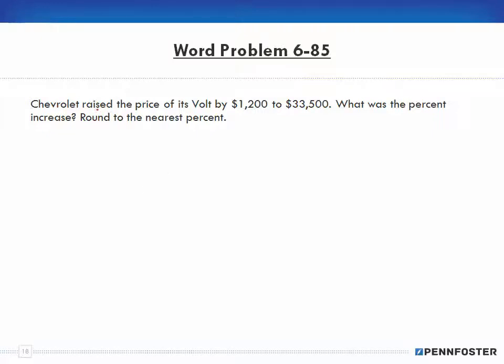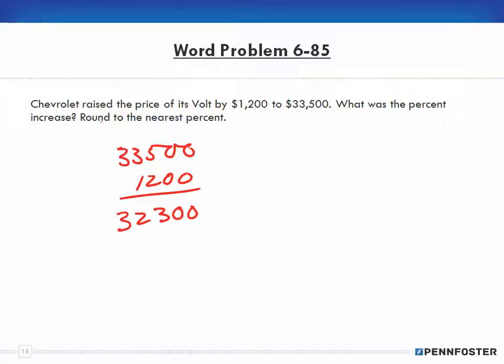Okay. So Chevy raised the base price of its Volt by $1,200 to $33,500. So if it raised the price to $33,500 and it increased it by $1,200, that means previously it was $33,500 minus $1,200. That means previously it was $32,300. What was the percent increase?